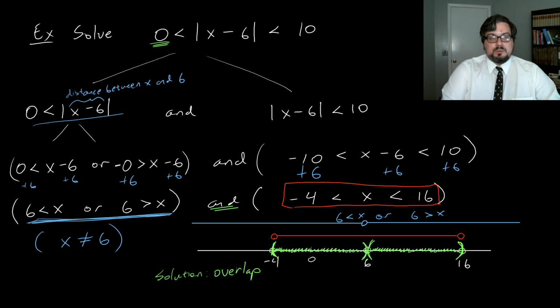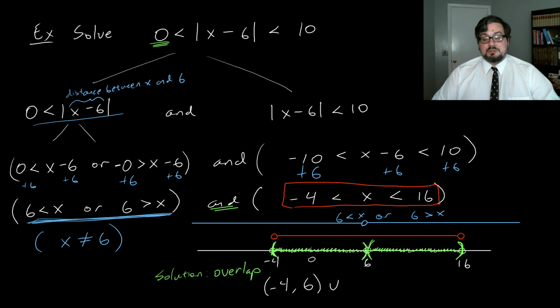For us, though, we're just going to have the solution here, and we're going to write it in interval notation, again, as a union of two intervals. It's the union of the interval from -4 to 6 and the interval from 6 to 16. And so that's how we solve a compound inequality involving an absolute value.